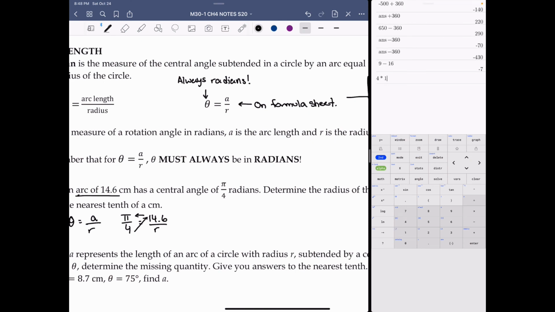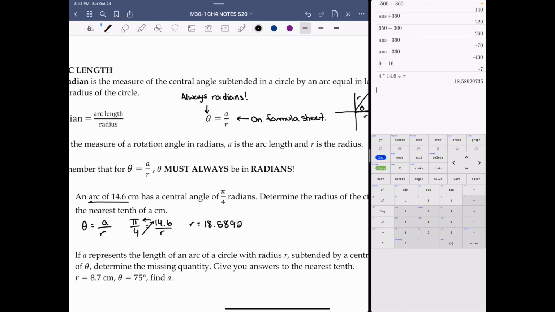So 4 times 14.6 divided by pi gives us 18.5892. And then it says to round to the nearest tenth. So r equals 18.6. And what units would it be? It said the arc length was in centimeters, so the radius would be in centimeters.